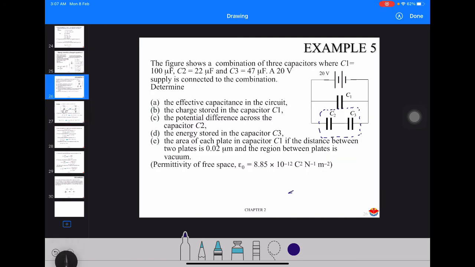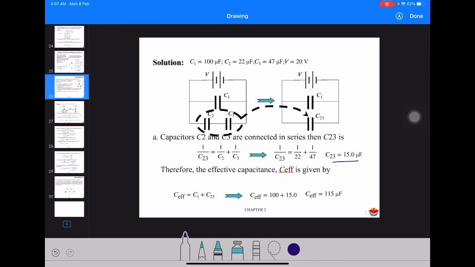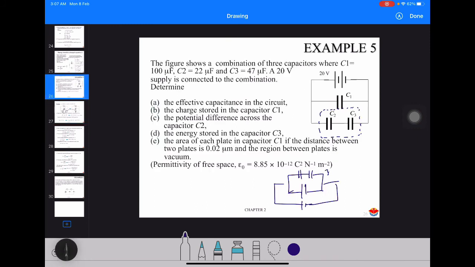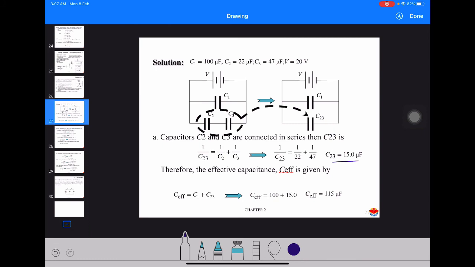If I want to redraw that one, it will look something like this. I just redraw a little bit to make it easier to understand. So up here you get a total of 15 microfarad. If you add that with the other one, C1, which is 100, you have 115 microfarad for C effective. So this one, you just have to add.